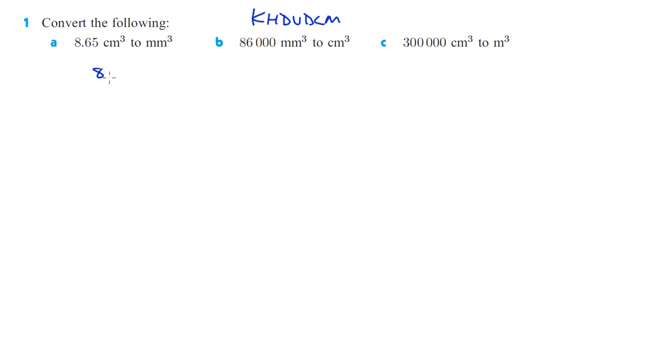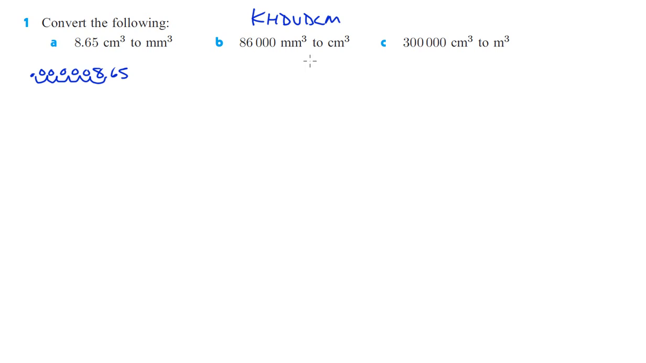So we start with 8.65. We go 1, 2, 3, 4, 5, 6. So 0.00000865 would be our answer.